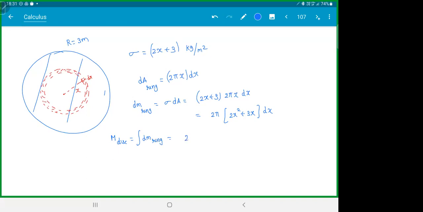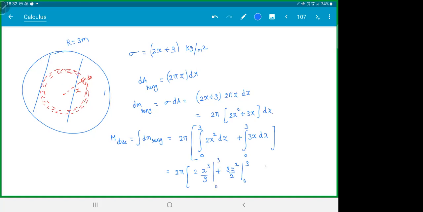Add all of them. 2 pi is constant, that will come out of the integral. Integral of 2x square dx plus integral of 3x dx. The value of x will go from 0 to 3, the radius basically. This is the integration of x power n, people. The integration of x power n is x power n plus 1 by n plus 1. 2 pi, this is 2 into x power 2 plus 1, x cubed by 3, plus 3 into x power 1 dx, x square by 2. Limits are 0 to 3.